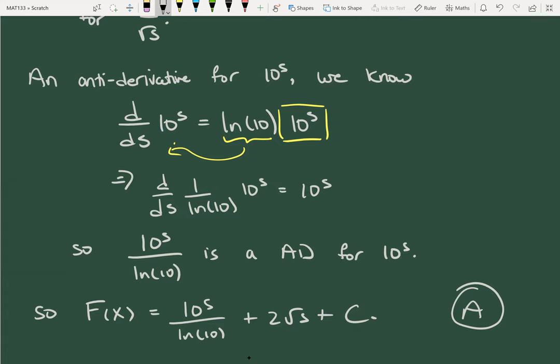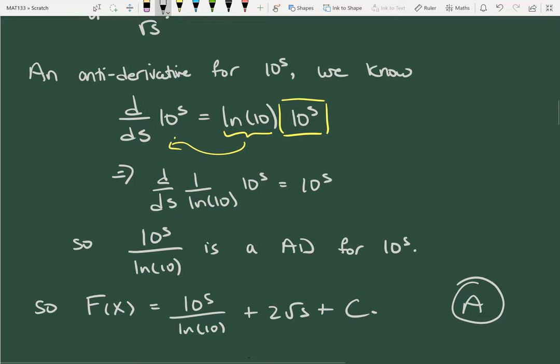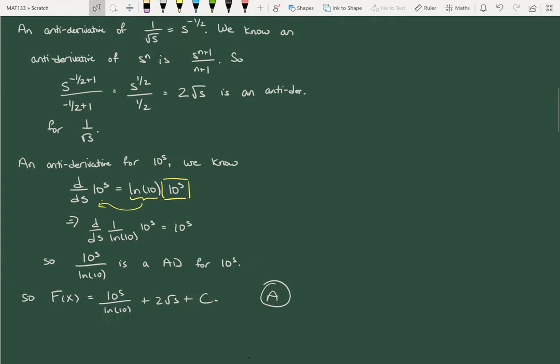Okay. Any questions about that? Does that make sense? Can I zoom out? Sure. There you go.